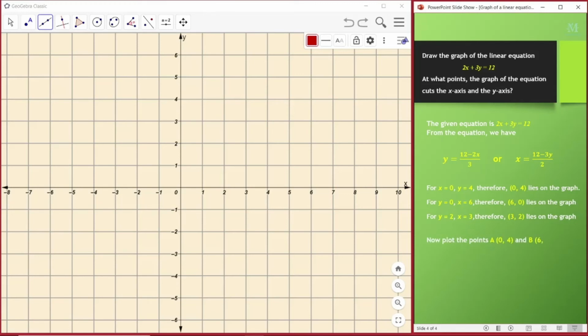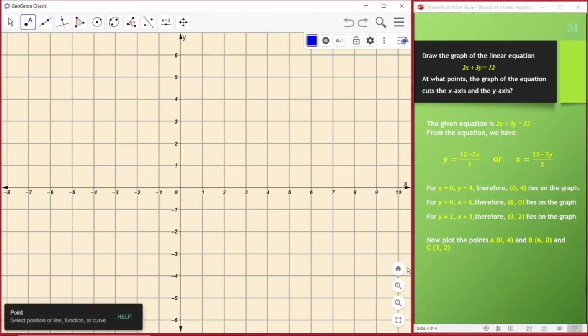So now we have to plot these 3 points: 0, 4; 6, 0; and 3, 2. So let us plot these points. 0, 4: 0 on the x-axis and 4 on the y-axis. 6, 0: so 6 on the x-axis and 0 on the y-axis. So we don't have to move anywhere. It is a point on the x-axis only. Then 3, 2: so 3 on the x-axis and 2 on the y-axis. So this is the point 3, 2.